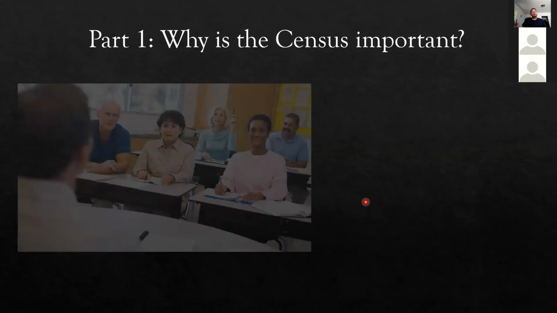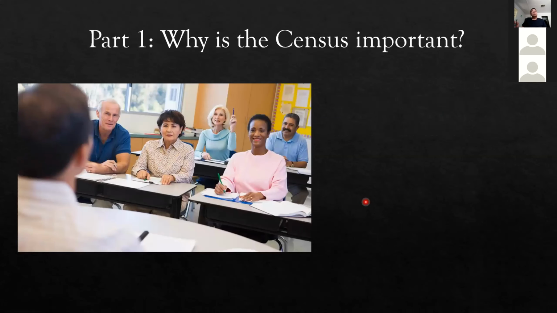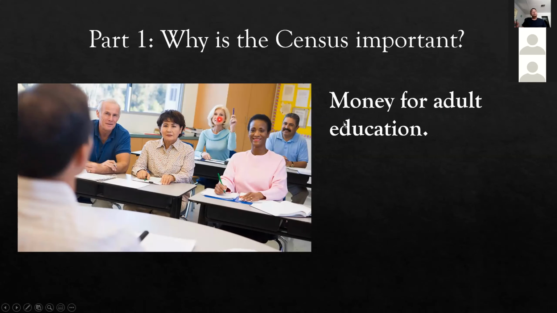Next one, why is the census important? This is the last one. This is school, right? But this is money for adult education. Adult education. Education is studying, is school, right?